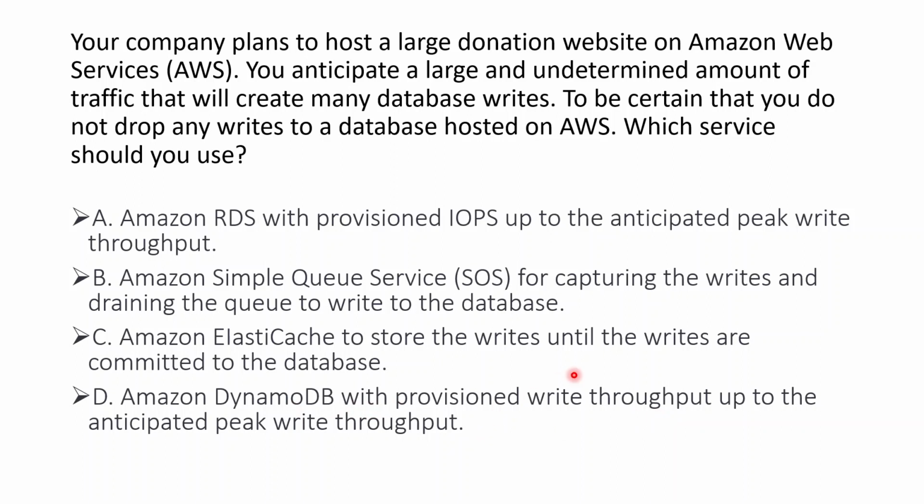Option A, using Amazon RDS with provisioned IOPS, would not be the best choice in this scenario because although RDS can handle a large amount of traffic, it does not have the ability to automatically retry failed writes like SQS does. If the database is unable to handle the incoming traffic, writes could be dropped and potentially lost.